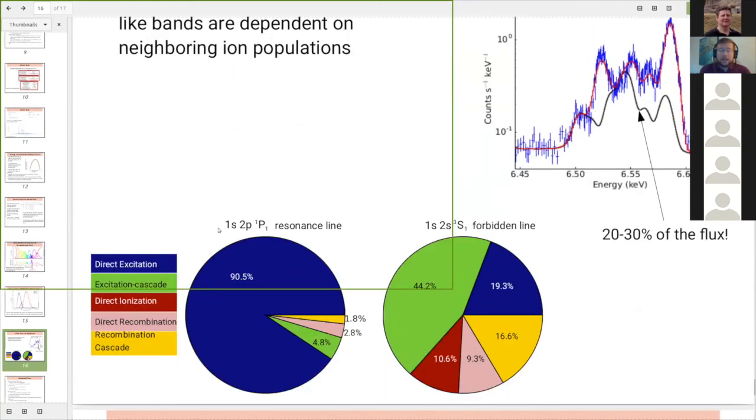Similarly, the ion population itself is driven in large part, for some lines, by recombination or ionization. If you look at the bottom pie chart on the right, the yellow, pink, and red sections are ionization and recombination driven. So they're driven by the population of the other ions, not just the helium-like.